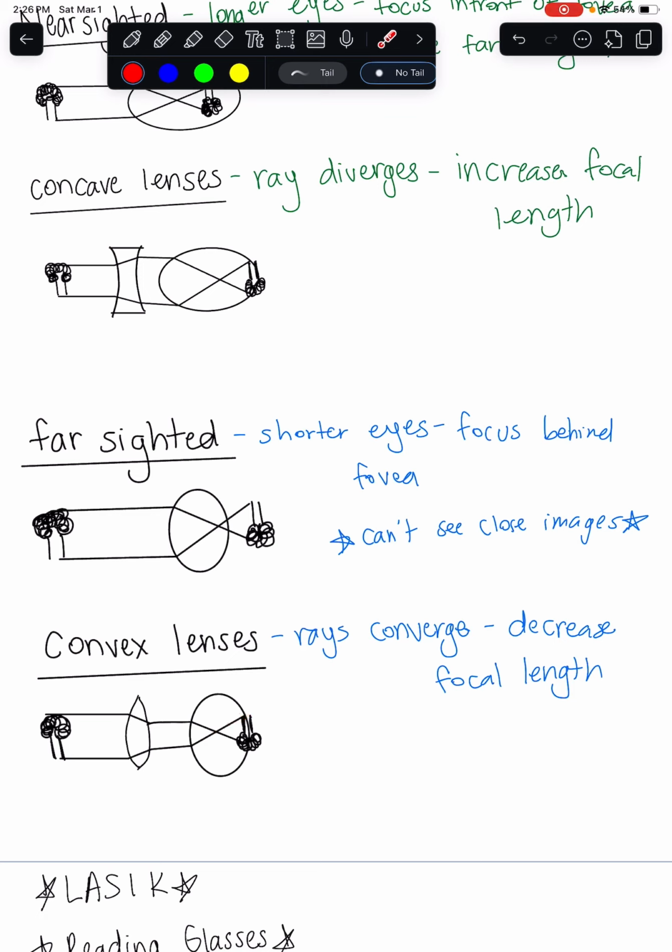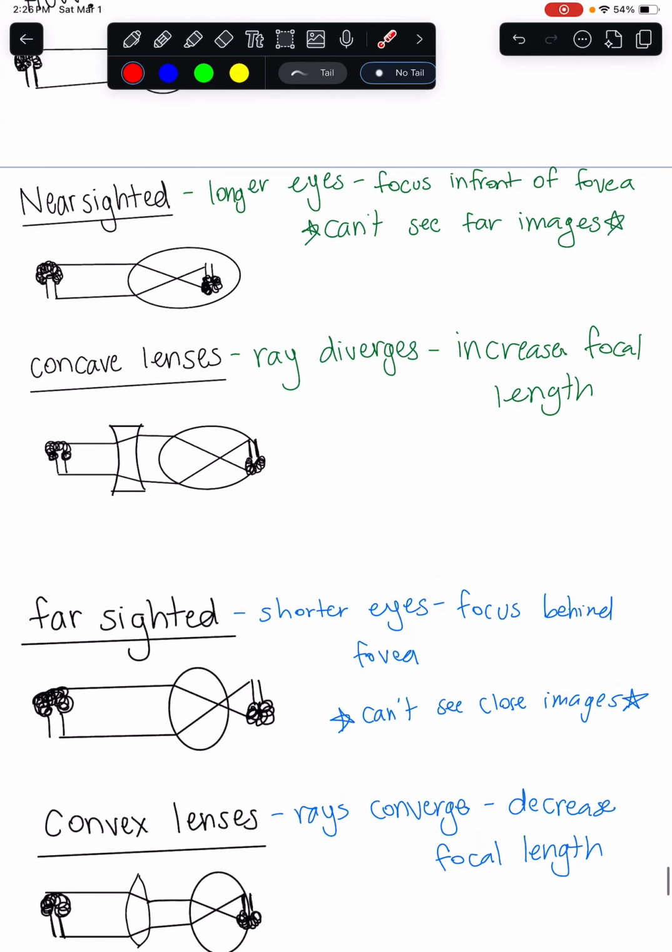All right. Anyway, so those are kind of the key things you need to know for this lesson, is kind of how we see the different parts of the eye, and then what makes someone nearsighted versus farsighted, and how we fix those problems, and being able to draw some images about it.